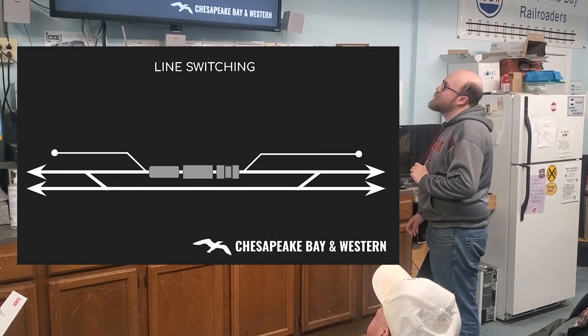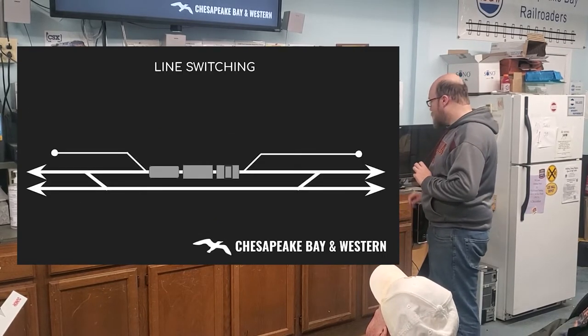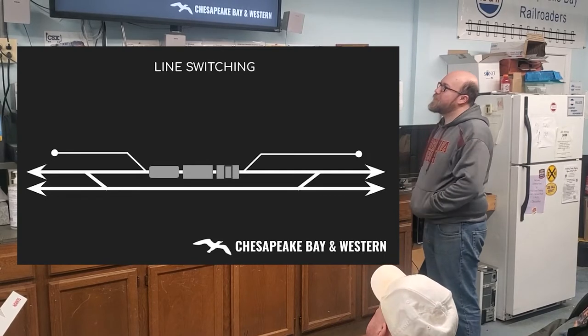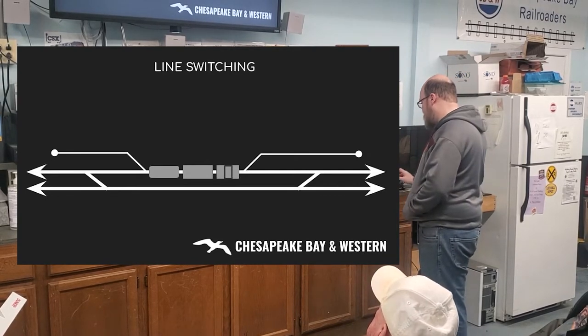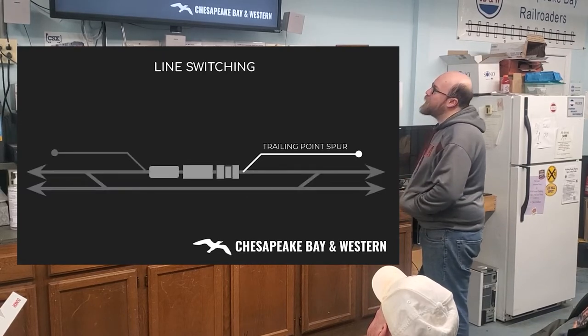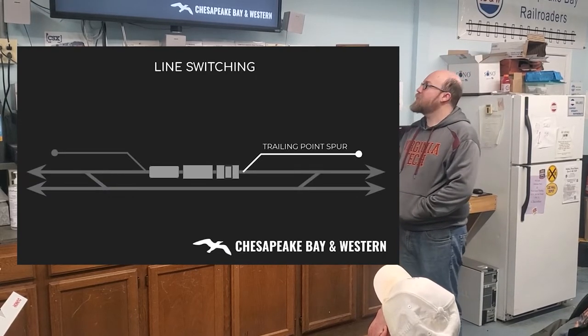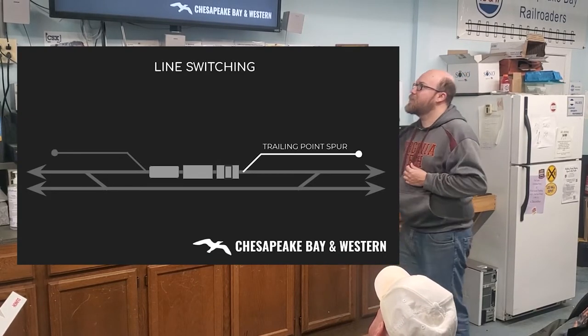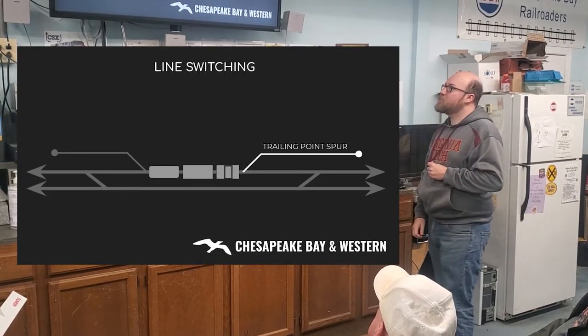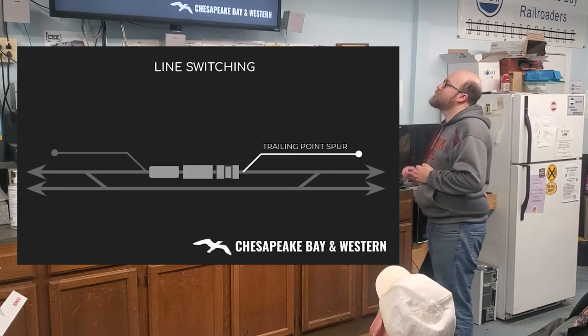Alright, and then that gets us to road switching. So this is a diagram of basically all the basic elements that you'll encounter switching on the main line. So this is a trailing point spur. A trailing point spur is any turnout that opens up behind your engine or behind your caboose. They are the easiest tracks to service because all you have to do is back in.